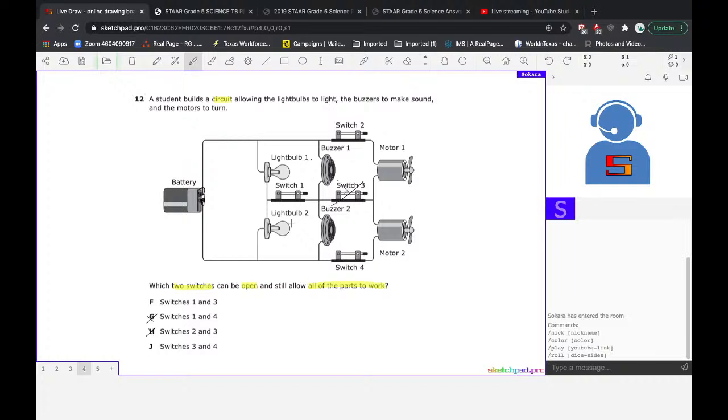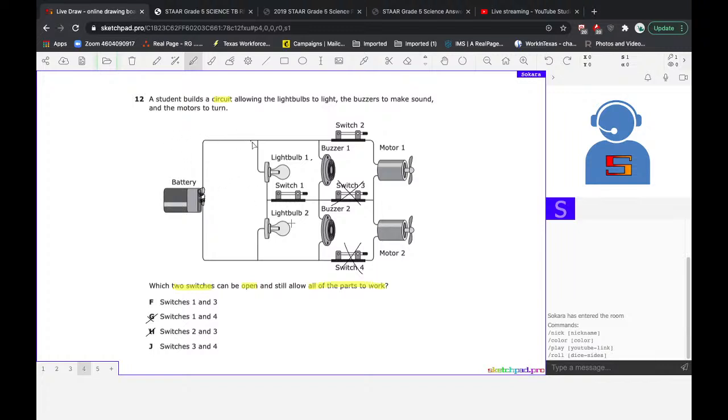So let's cross out these. Start from this end of the battery. Then we can go this way, we can get to light bulb 1, we can get to buzzer 1, and then we can take the switch 2 pathway, we can get to motor 1, and then motor 2, but switch 4 is blocking the pathway back to the battery. So we can't do that. And switch 3 is blocking the pathway to the buzzers, so we can't get there either.